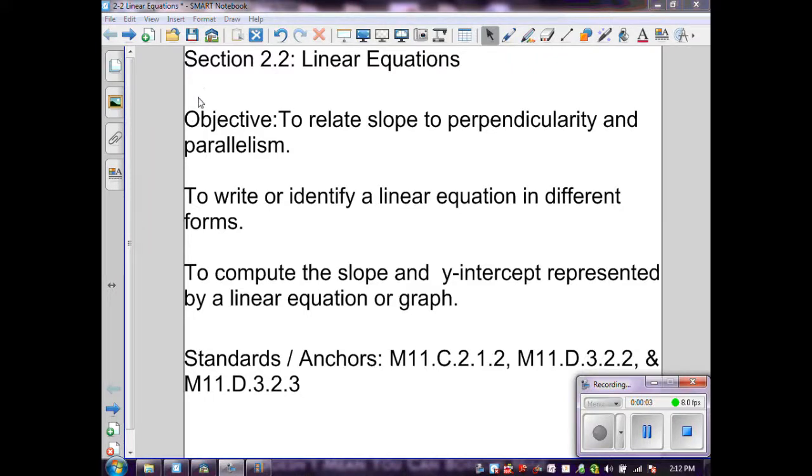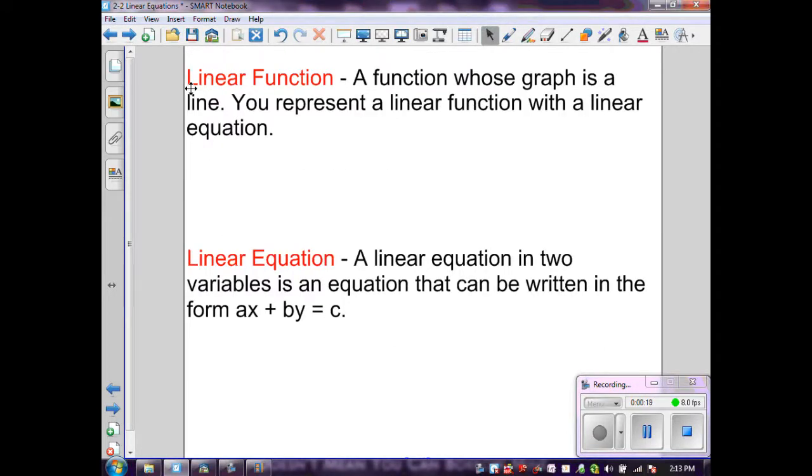Section 2.2, linear equations. To relate slope to perpendicularity and parallelism, to write or identify a linear equation in different forms, to compute the slope and y-intercept represented by a linear equation or graph. What's a linear function? A function whose graph is a straight line. You represent a linear function with a linear equation. Therefore, what's a linear equation?